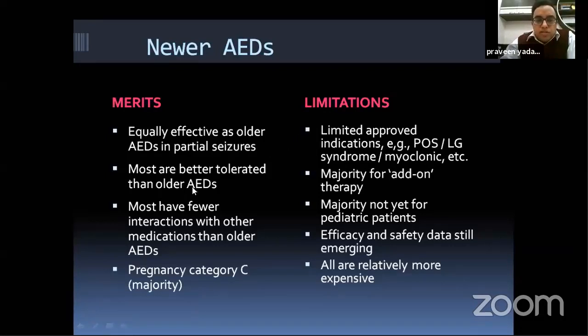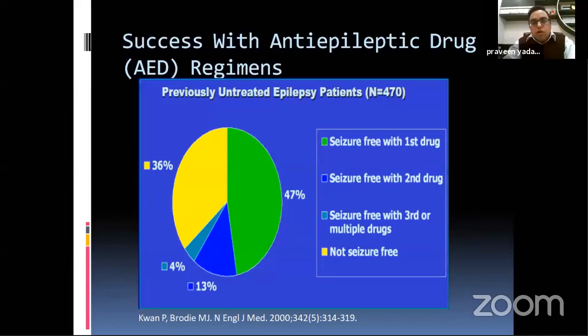The newer agents are better tolerated than the older agents, and have fewer drug interactions with other medications. Suppose the patient is on medications like warfarin and anti-tuberculosis medications or a lot of other medications, then definitely the newer agents will have less interaction with the other older medications. And also pregnancy. In pregnancy, newer agents have a better safety profile. Otherwise, efficacy wise, newer and older agents have similar properties. Now coming to what is the success with anti-epileptic drugs.